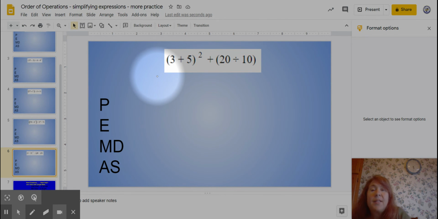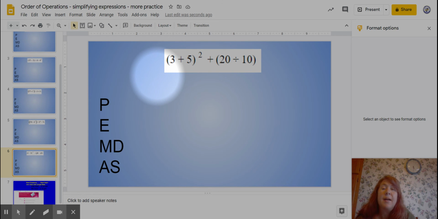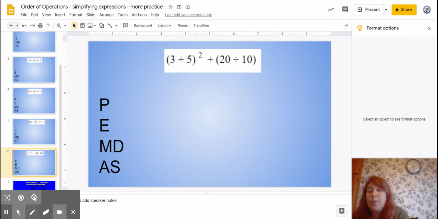All right, so this last problem is just a little bit different than the other ones. We have 3 plus 5 in parentheses, and the squared sign is outside of the parentheses. It's not inside. Then we're adding that to 20 divided by 10. So as we go ahead and grab our pen, we're going to see if we can solve it. We're starting with our parentheses first.